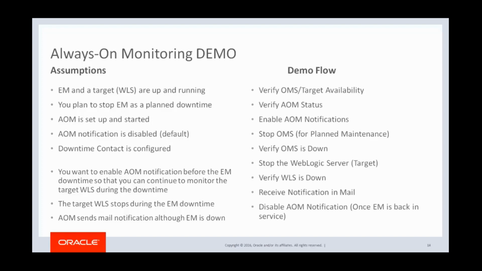And the right-hand side of the screen shows the demo flow. The first thing we're going to do is to make sure that OMS and the target server, which is WebLogic server in our case, are up and running. Then verify the AOM status, whether it is running or not, whether the notification is enabled or not, and based on the status, we're going to enable AOM notifications. Then stop OMS as a part of your scheduled maintenance, and stop the WebLogic server for a demo purpose, then receive notification in email. And once the Enterprise Manager is back in service, we are going to disable AOM notification. So these are the steps of the demo. So let's start the demonstration.